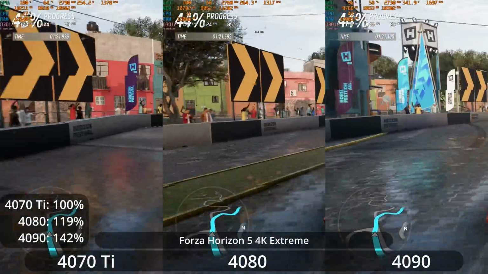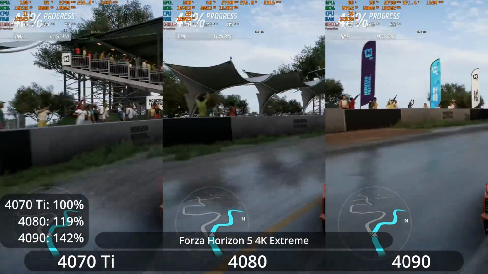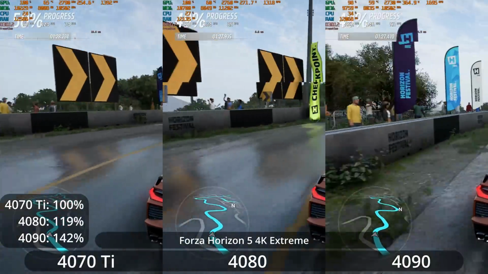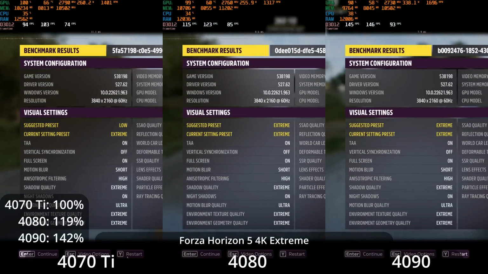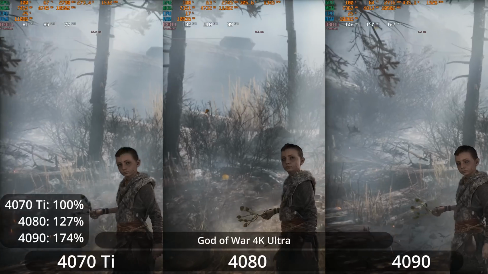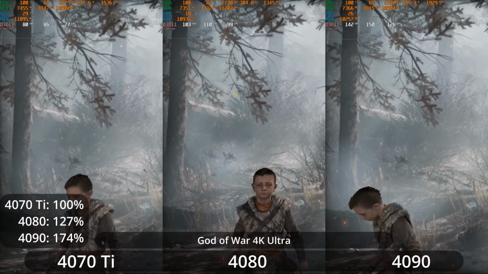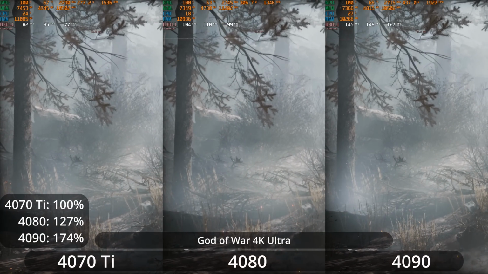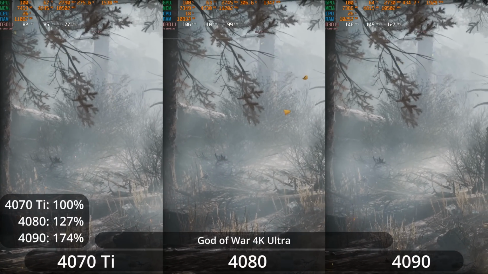Now, this game has been updated so you can turn the ray traced settings up past this to actually enable ray traced reflections while you're racing, and that's not part of the 4K extreme setting. So you could use that extra GPU headroom and turn things up further. I wanted to look at a DX11 game before we're done here, and God of War is a DX11 game. I wanted to see if anything weird happened here.